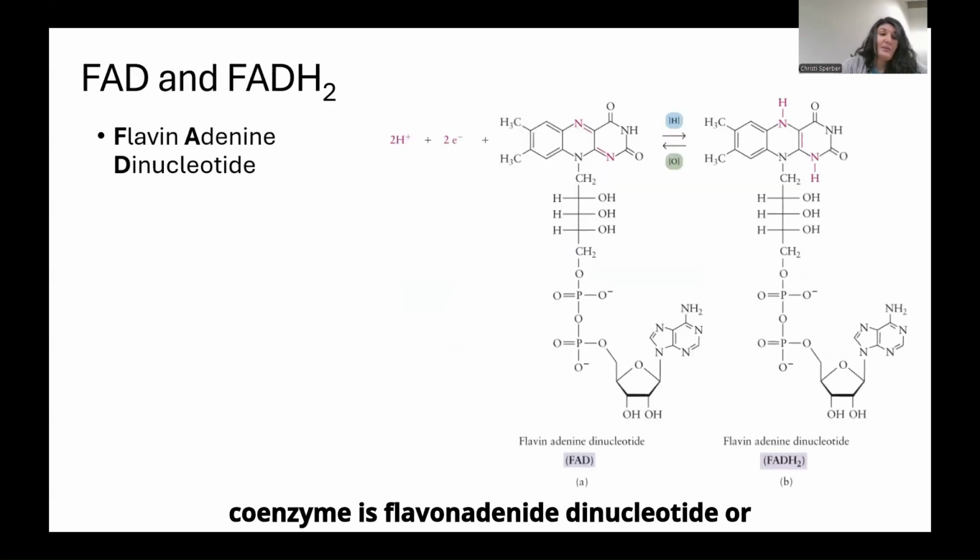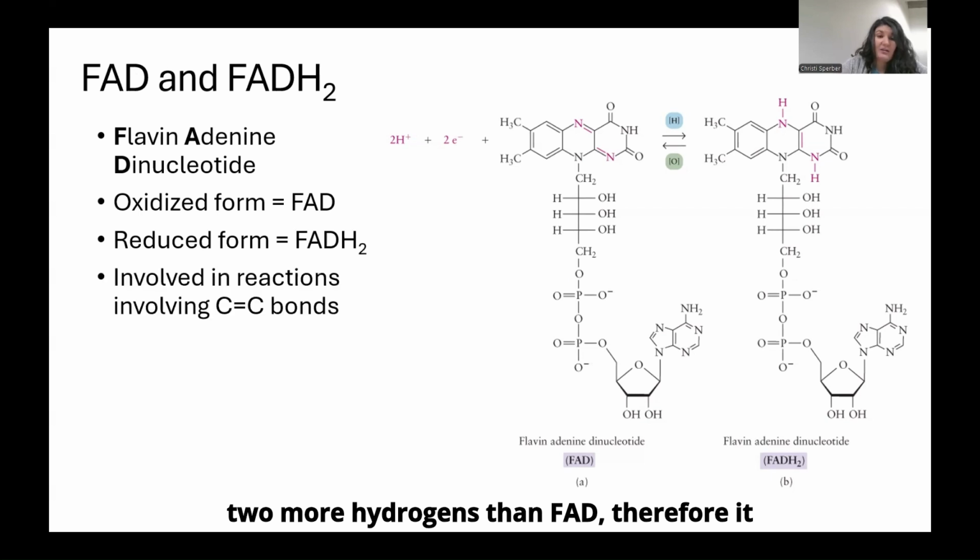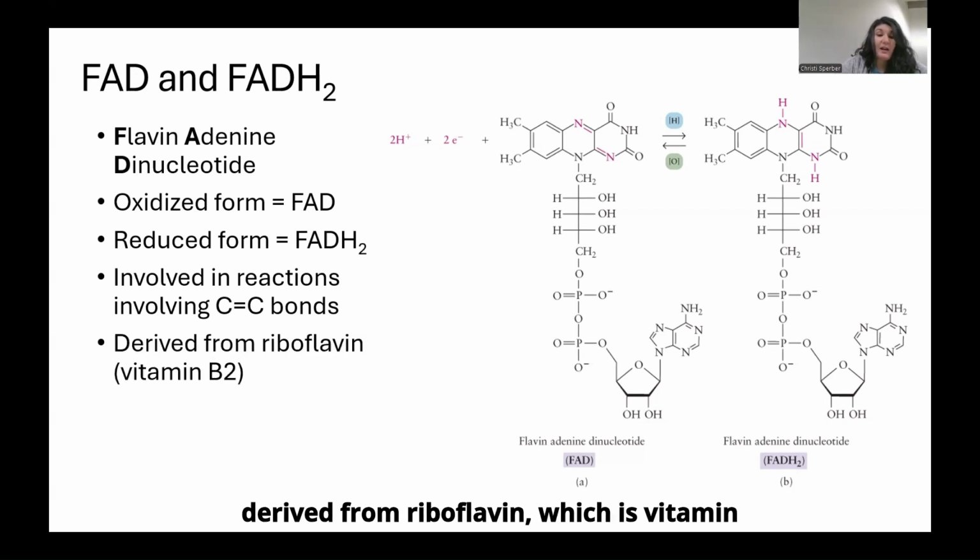So another coenzyme is flavin-adenine dinucleotide, or FAD, and FADH2. The oxidized form is FAD. The reduced form is FADH2. FADH2 has 2 more hydrogens than FAD, therefore it is the reduced form. This coenzyme is involved in reactions involving carbon-carbon bonds, or carbon-carbon double bonds. It is derived from riboflavin, which is vitamin B2.